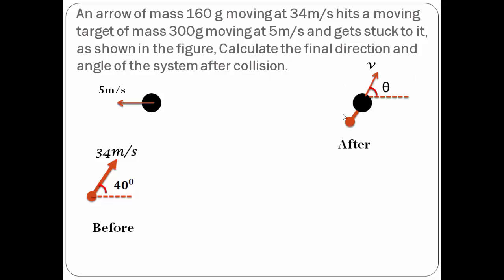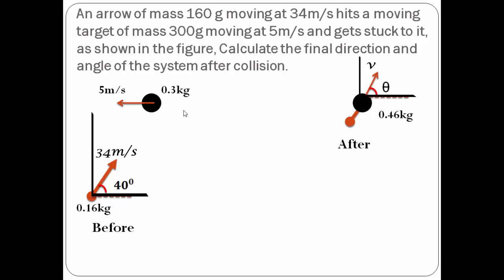Now after, we can visualize that since the arrow gets stuck into the target, they move together with speed v, and it makes an angle theta with the x-axis. Let us label the masses 0.16 kg, so 160 grams converted to kilograms. Same for 300 grams, we convert to 0.3 kilogram. We assume the x and y plane here. Now after collision, the total combined mass will be 0.46 kg since they stick together. And let us imagine the axis here.